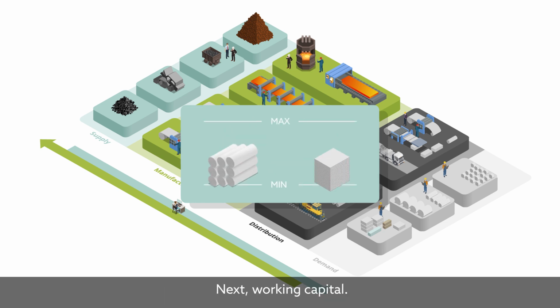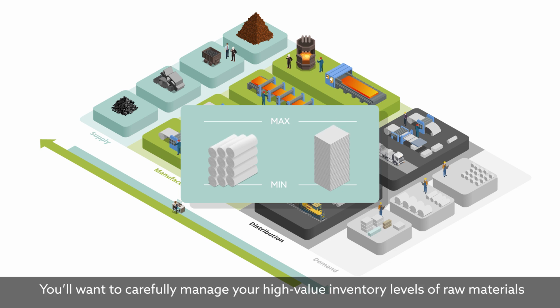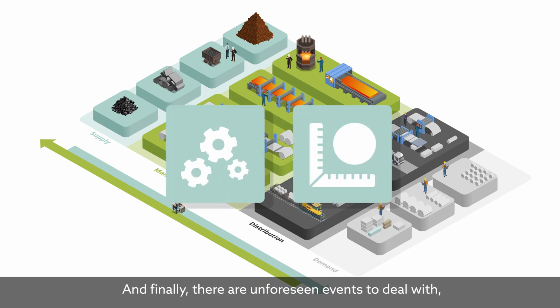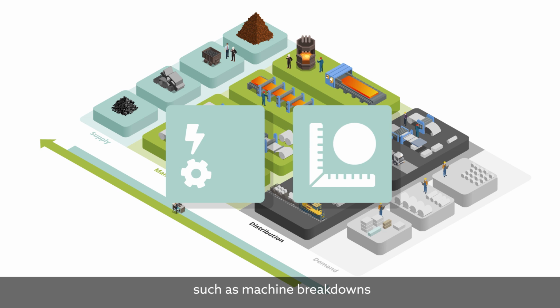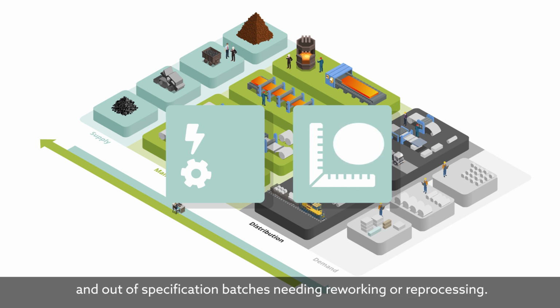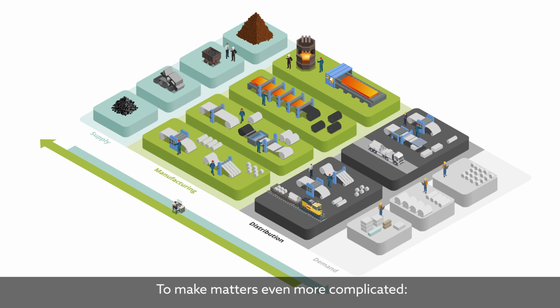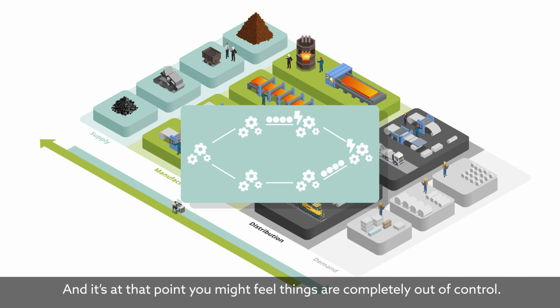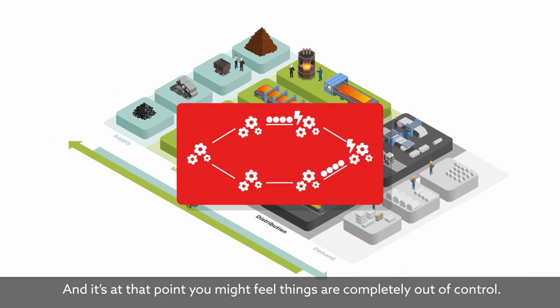Next, working capital. You'll want to carefully manage your high-value inventory levels of raw materials and intermediate and finished products. And finally, there are unforeseen events to deal with, such as machine breakdowns and out-of-specification batches needing reworking or reprocessing. To make matters even more complicated, you could be watching helplessly as bottlenecks shift across operations and machines, depending on the mix of incoming orders. And it's at that point you might feel things are completely out of control.